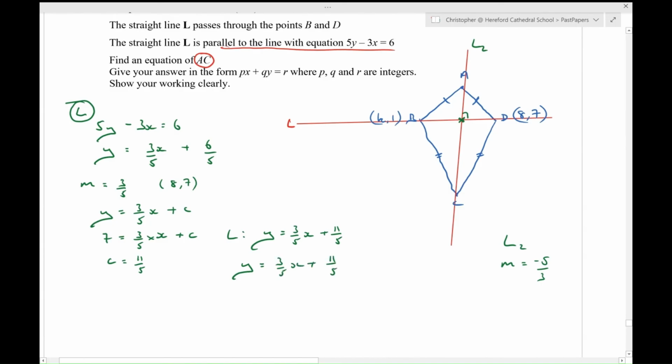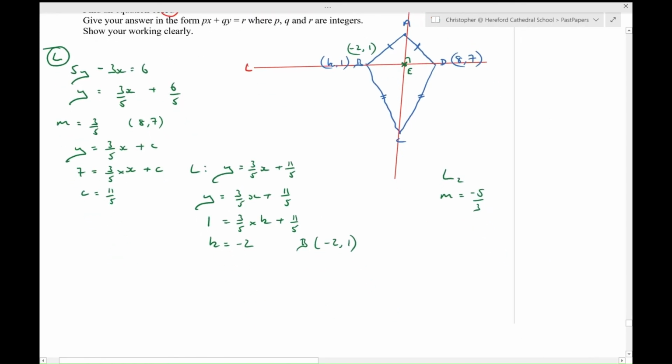And I know that the y coordinate is 1. So y must equal 3/5 times k plus 11 over 5. Okay, if you solve that equation, you will find that k equals minus 2. So B is the point minus 2, 1. Right, minus 2, 1.